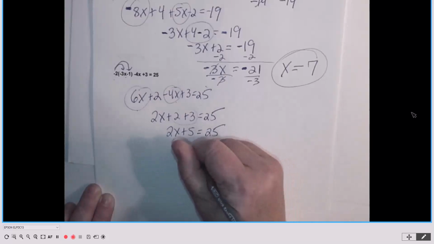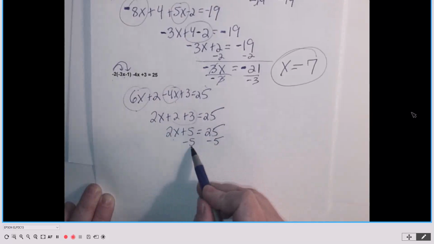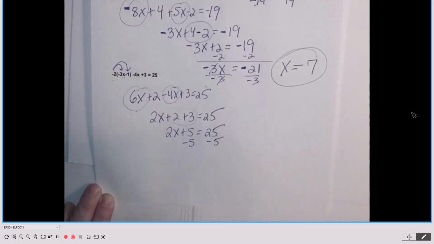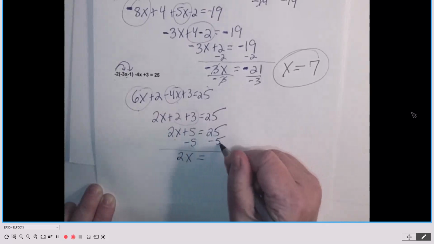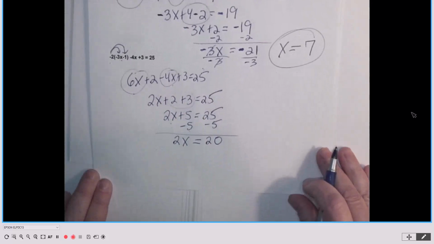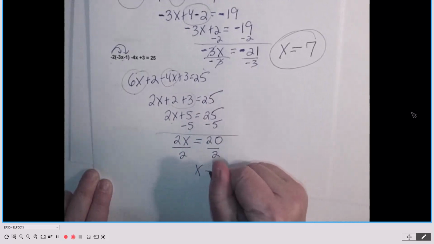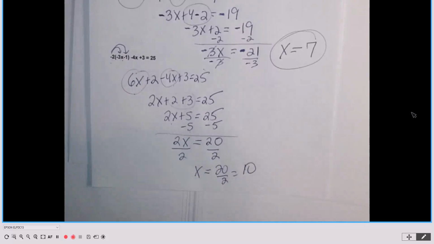Getting this by itself, I'm going to take a minus 5 on both sides so I can get this down to 0, right? Plus 5 minus 5 is 0. So this becomes 2x is equal to 25 minus 5 is 20. Divide both sides by 2 and I get x is equal to 20 over 2, which hopefully you see the value is 10. All right, so those are level 2 distribution problems.